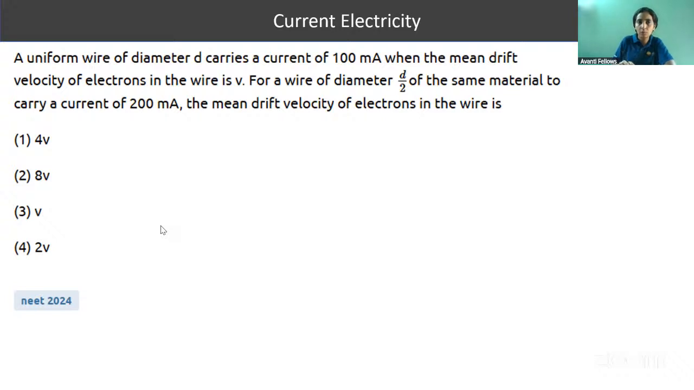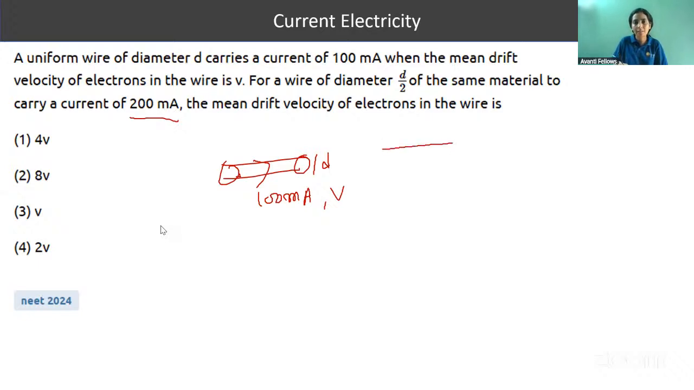There is a uniform wire of diameter D. It is given in the question. Diameter is given, initially it is D. A current of 100 milliampere is flowing through it. The mean drift velocity of electrons in the wire is V, drift velocity is given as V. Now for a wire of diameter D by 2 of the same material, to carry a current of 200 milliampere, the mean drift velocity of electrons will be what?